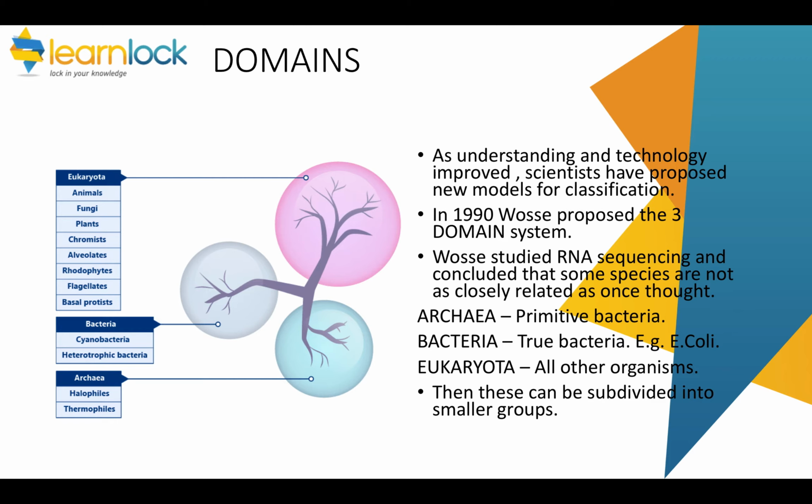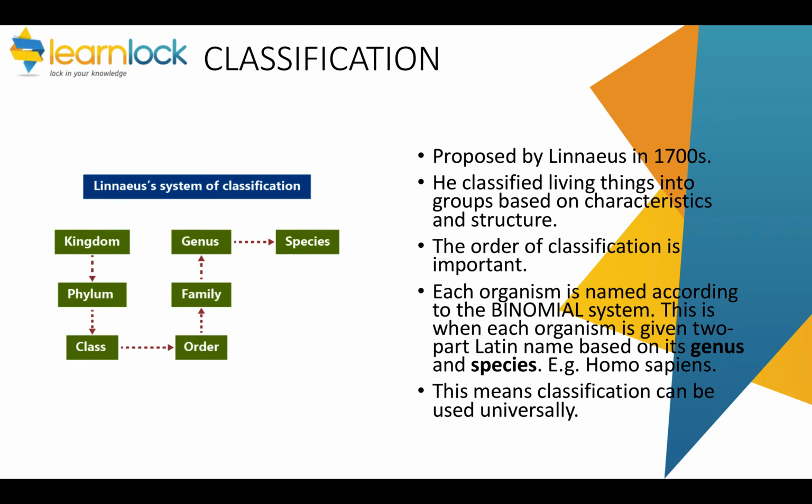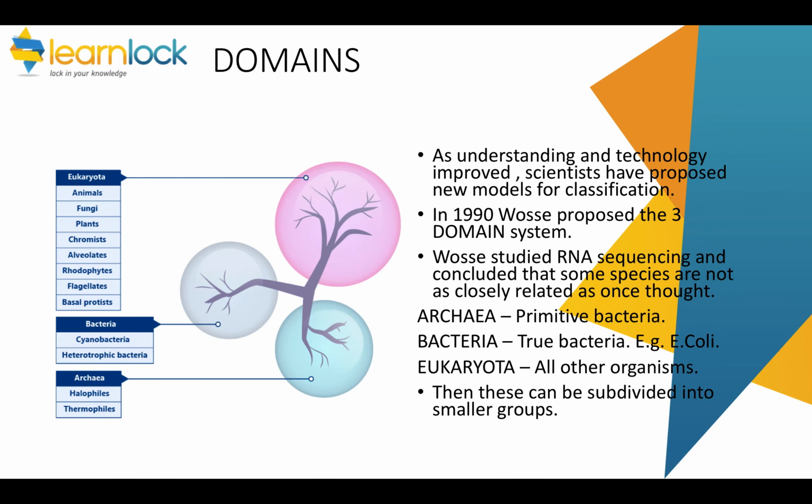Now, as understanding has improved, the system has changed slightly. In 1990, Woese proposed that actually before you split them into these 7 groups, you would split them into 3 domains. And he did that by studying bacteria more and realising that not all bacteria belong in the same group. He realised actually there's 3 domains. There's archaea, which is primitive bacteria, bacteria, which is true bacteria, and then everything else belongs to the eukaryota. And then they can be subdivided into smaller groups, as mentioned before.